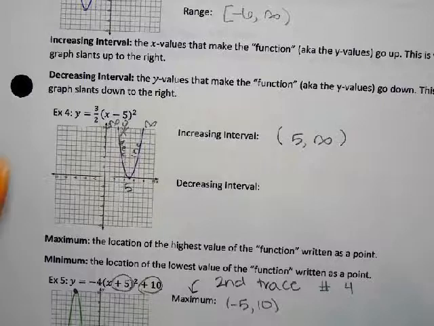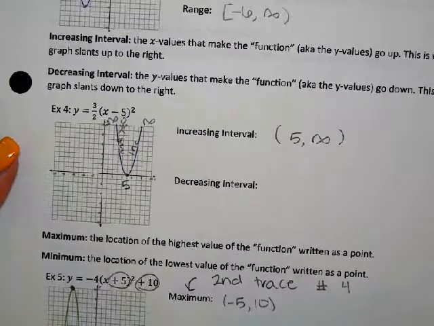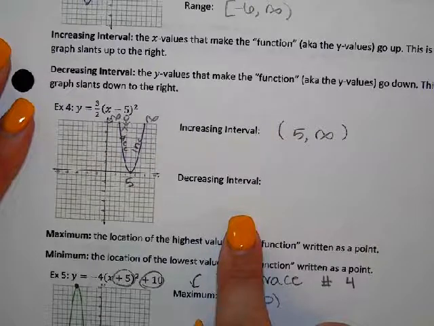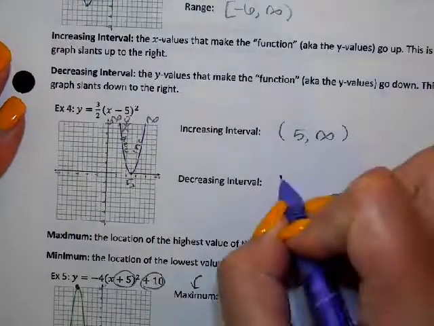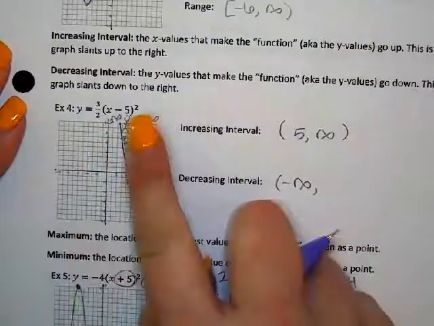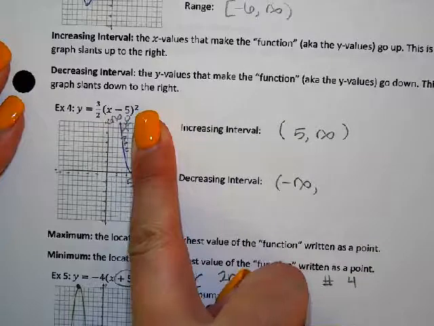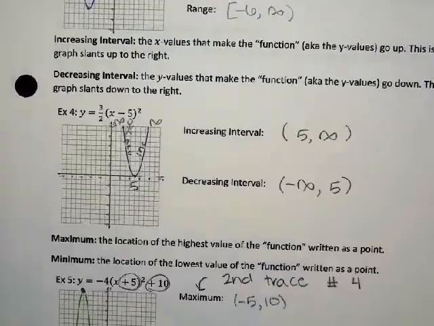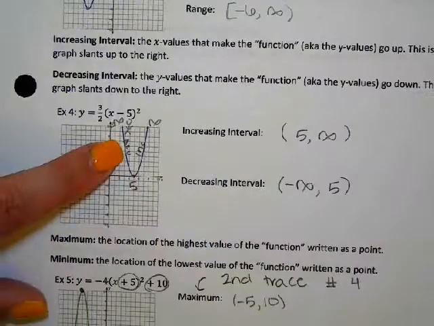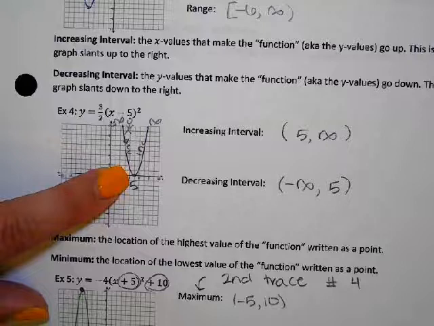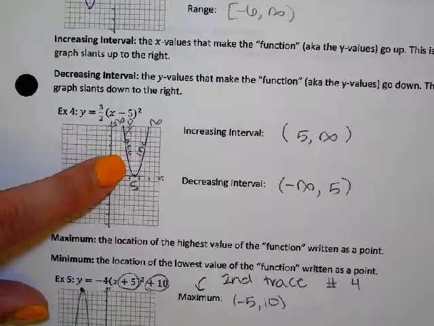All right. Decreasing interval. What is a decreasing interval? Negative infinity. It's over here on this side. Negative infinity, 5. So the decreasing interval, see where the word decreasing is? The decreasing interval is the stuff on either side of the word. Negative infinity, 5. That's what's on either side of the word. So that's how you can tell what the interval is.